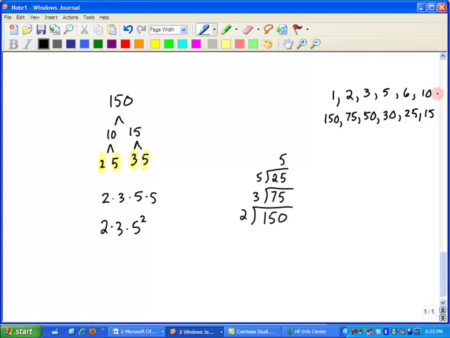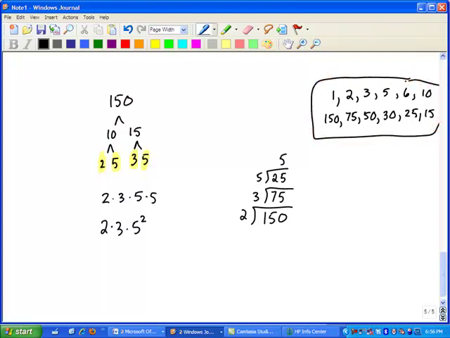11, no. 12, we'd have to have 3 and 4 in there, right? So that doesn't work. 13 is a prime, and it would be 130 plus another 13, so that can't possibly work. 14 would actually have to have 2 and 7 in there, and 7's not in there. Okay? So those are all the factors of 150.